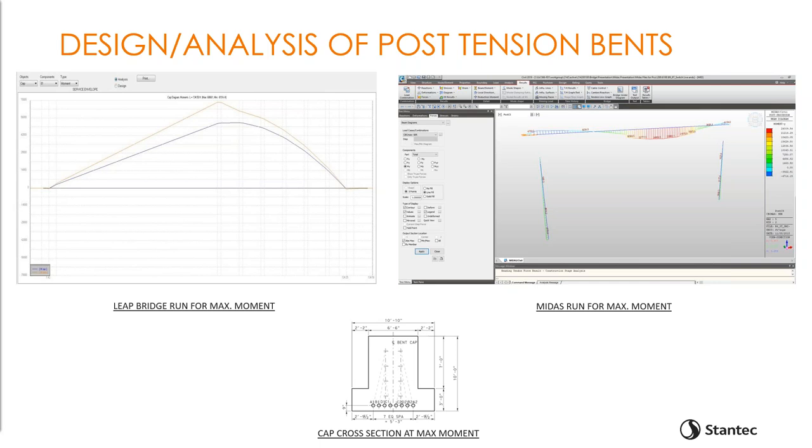On the left-hand side, we have an RCPR analysis of live load to compute the maximum moments in the straddle, and we compare that with the MIDAS on the right-hand side. We have found LEAP Bridge to be on the conservative side as it doesn't consider the 3D live load distribution, whereas MIDAS does, which is more accurate.